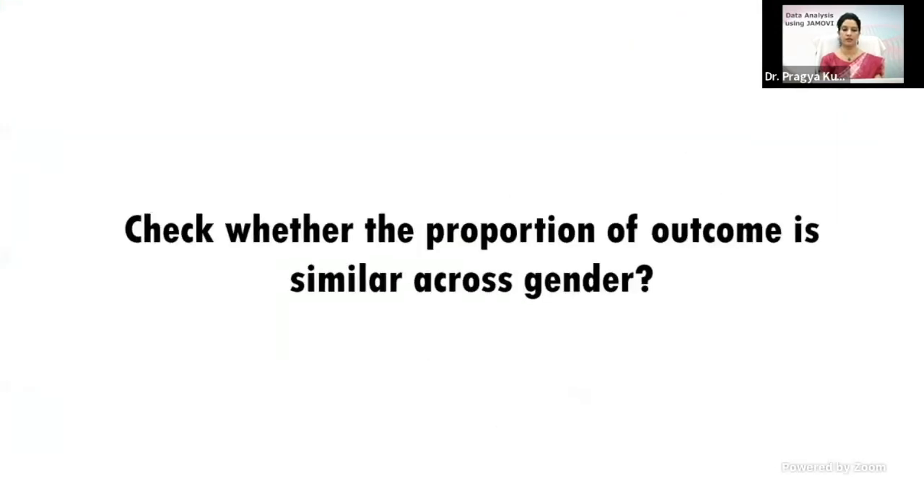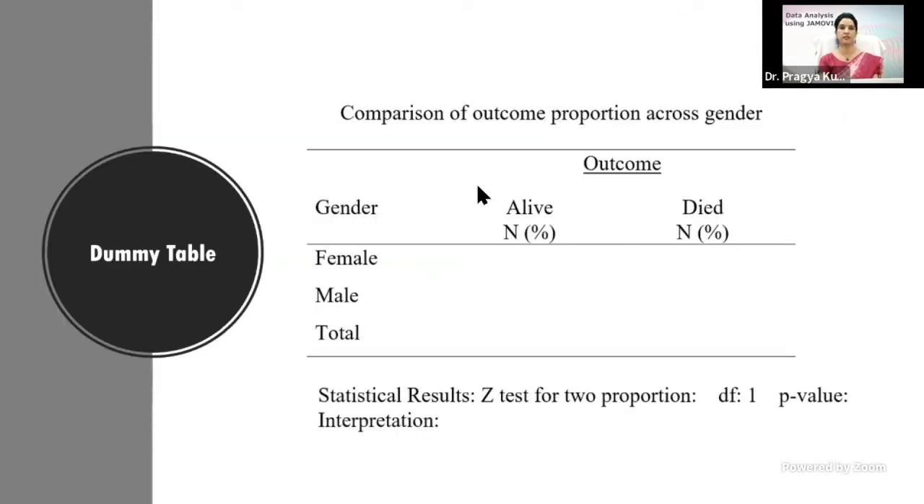So now we will see, this is the dummy table for the chi-square test of two proportion. This is the gender, female and male, and this is the status, alive or dead at the end of 1 year. And in the bottom, you have to write the Z test of two proportion, its value, degree of freedom, p value, and then you have to write the interpretation.